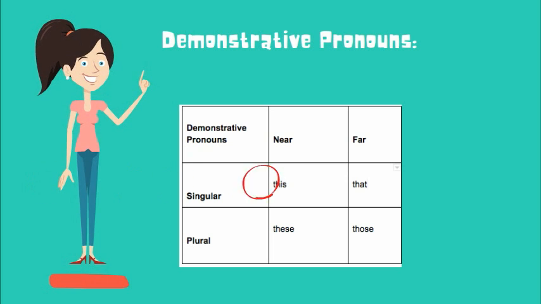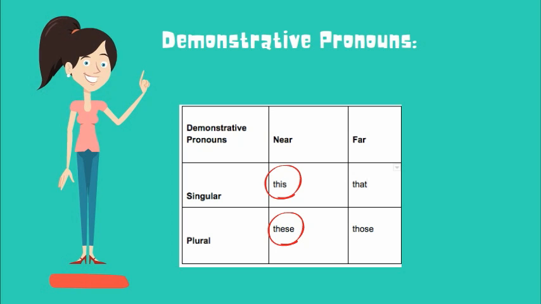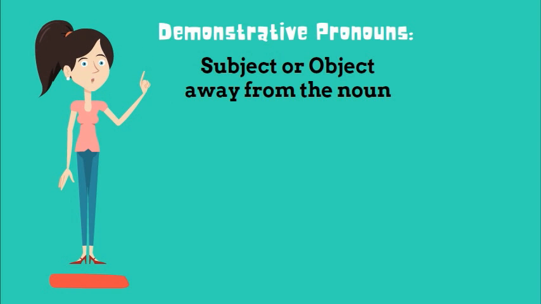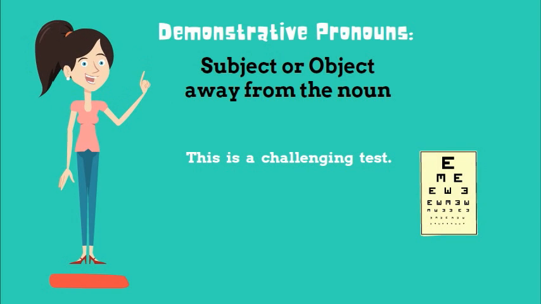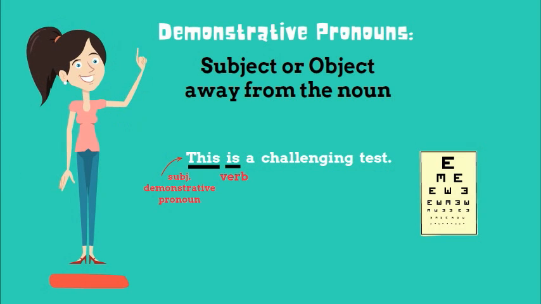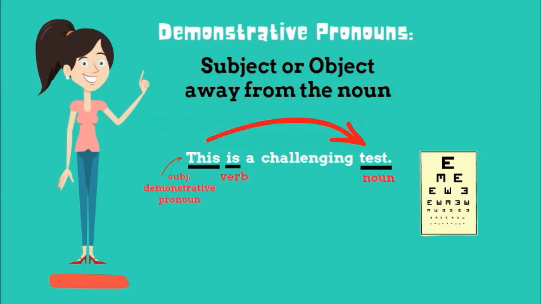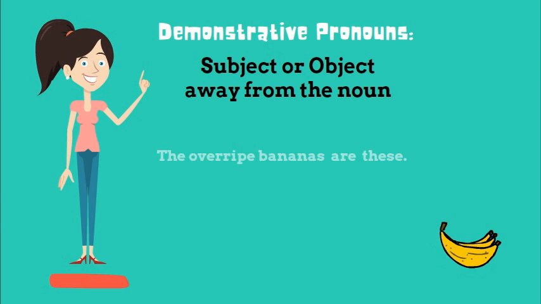You would use this and these for near in distance or time. The demonstrative pronoun will be either subject or object, and it will be away from the noun it is pointing out. For example, this is a challenging test. This is followed by a verb separating it from the noun that is being pointed out, which is test. The overripe bananas are these.